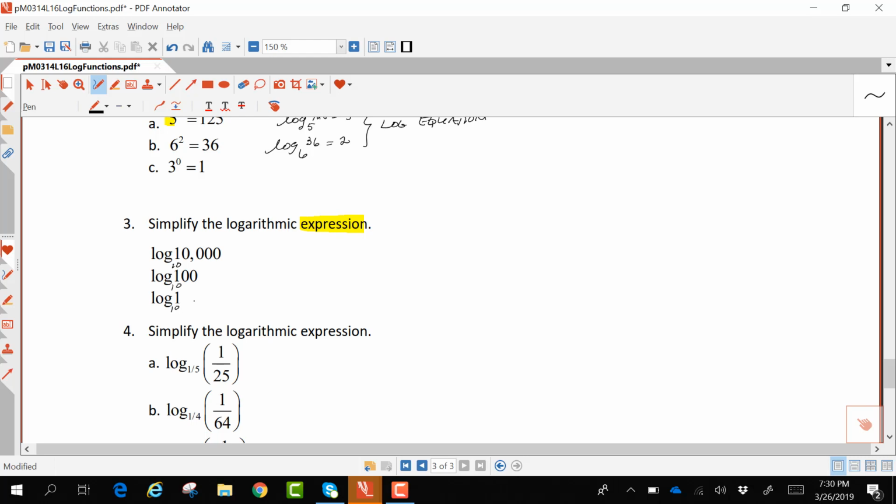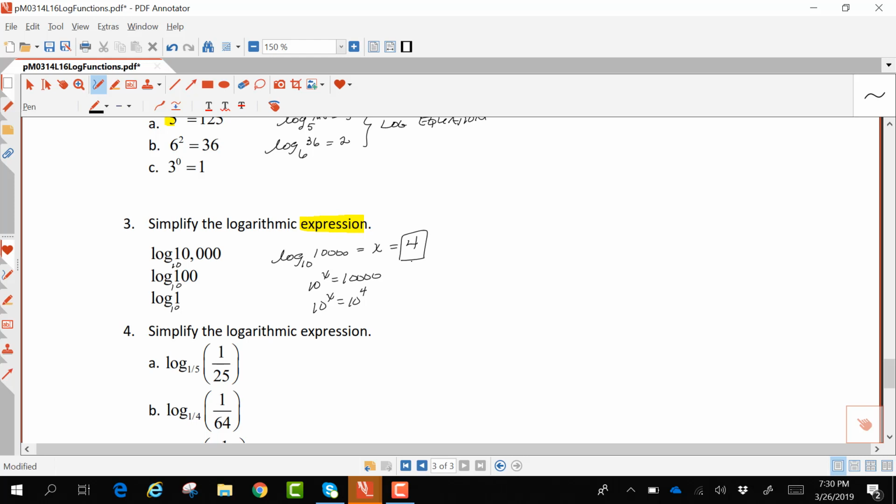So in this first example, I would rewrite this by saying log base 10 of 10,000 equals something. I will call it x. In other words, this means that 10 to the power of x is 10,000. So what is x? Well, x would be 4 because there are 4 zeros. Therefore, log base 10 of 10,000 equals the number 4.